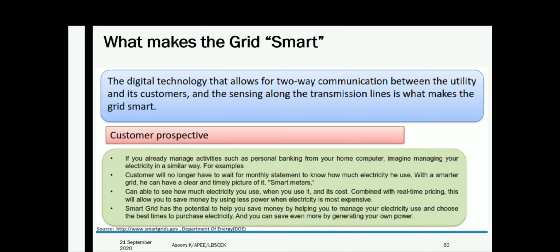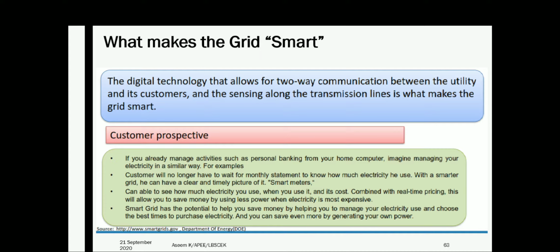In this video, we are going to discuss some introduction about smart grid. In detail, what is the architecture of smart grid and other components we will discuss in another video. But here we are going to discuss something about what makes a grid smart.